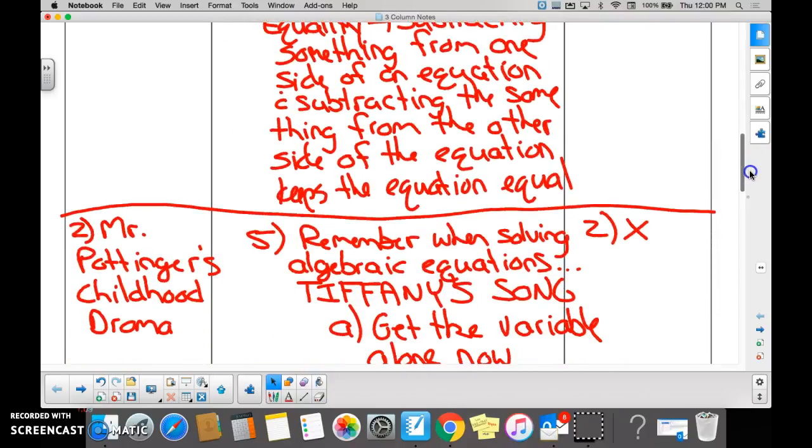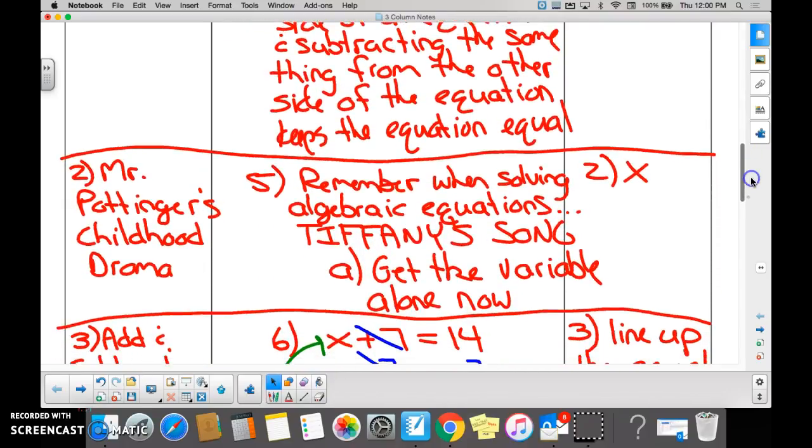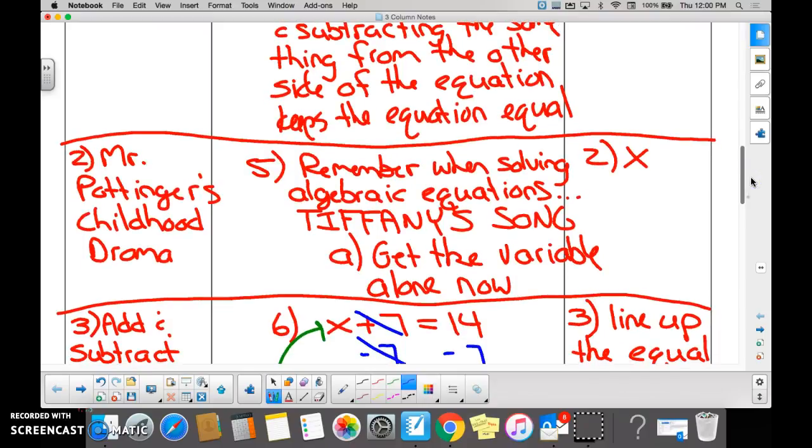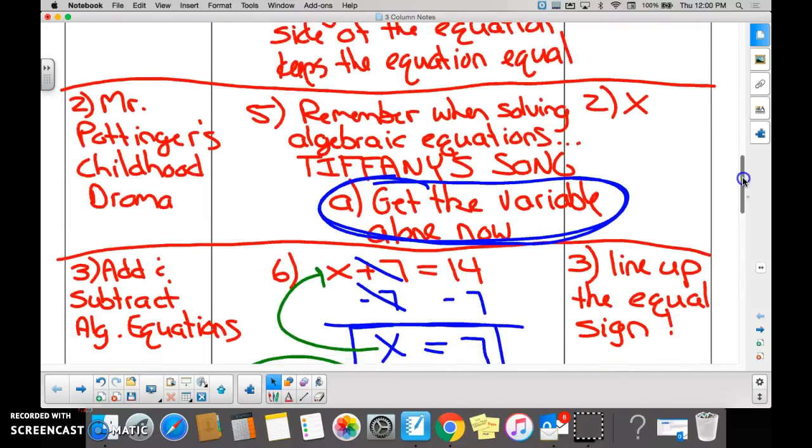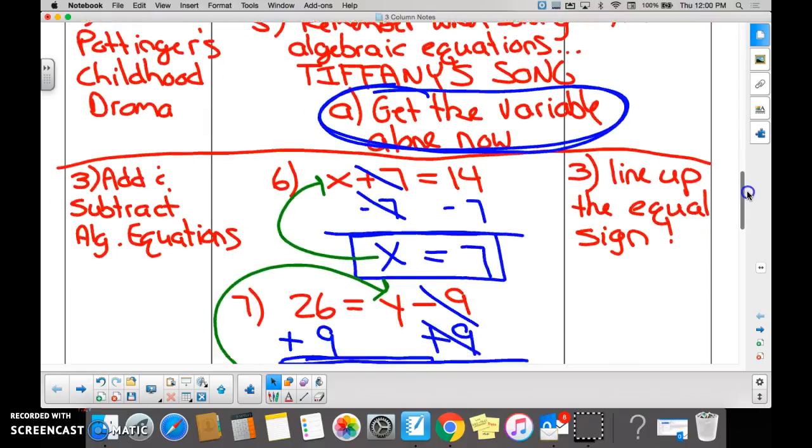What did my friend Tiffany say on the count of 3? 1, 2, 3. Get the variable alone now. Is that the first thing you think every single time you see a problem with a variable in it? Yes. It better be for the rest of your life. Get the variable alone now. That's my contribution to your algebra career going forward. Adding and subtracting algebraic equations, then.